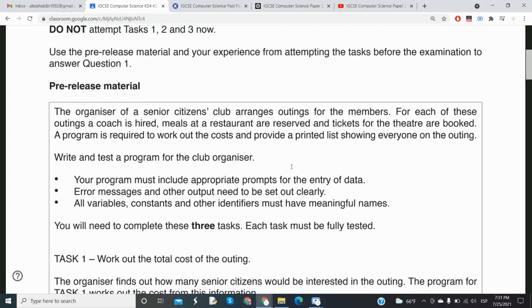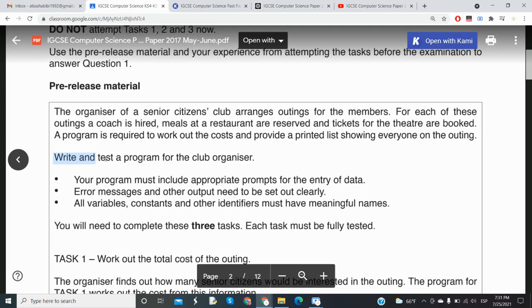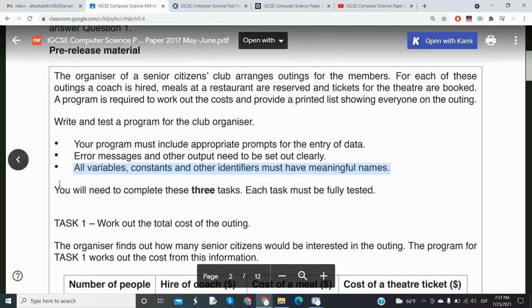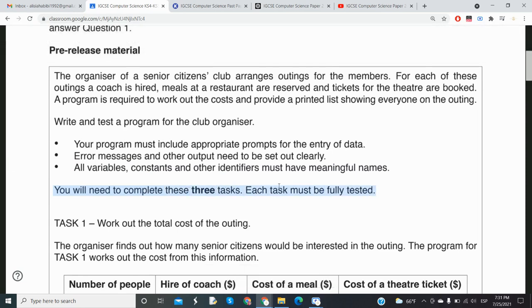So this is always a standard instruction where it says write and test a program for the club organizer. Your program must include appropriate prompts for the entry of data. Error messages and other output need to be set out clearly. All variables and constants and other identifiers must have meaningful names. It also says you will need to complete these 3 tasks, and each task must be fully tested.